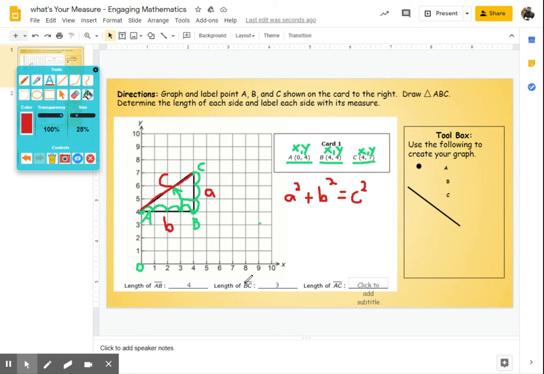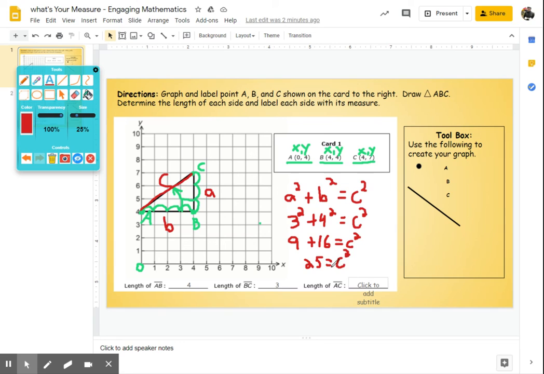So A was BC, which is 3. So 3 squared plus leg B, which is line AB, we said was 4. So 4 squared equals C squared. We don't know C. That's what we're trying to find. All right, so now let's do our math. 3 squared, or 3 times 3, is 9, plus 4 squared, which is 4 times 4, is 16, is equal to C squared. Now let's add 9 plus 16. We get 25 is equal to C squared.